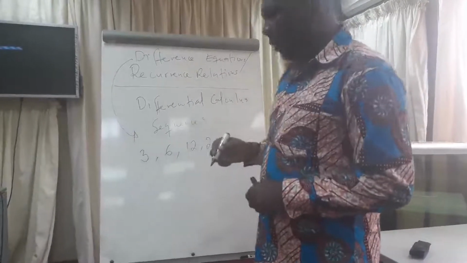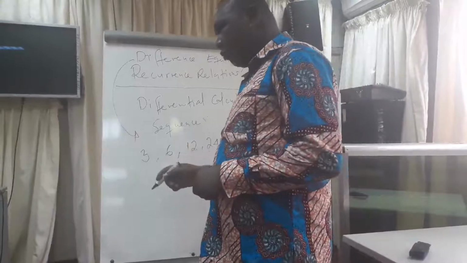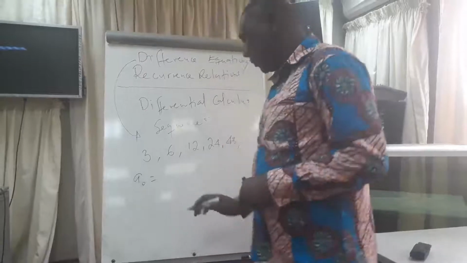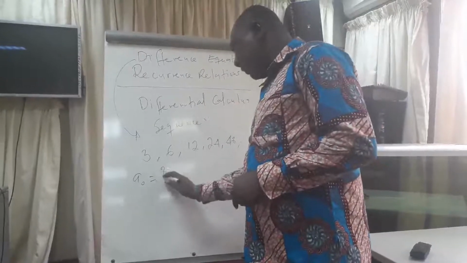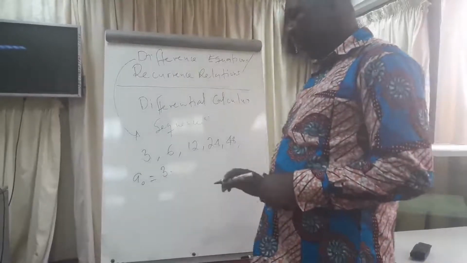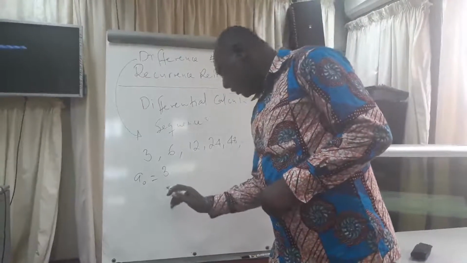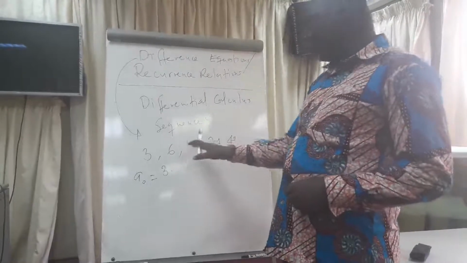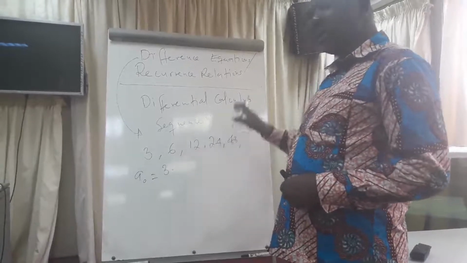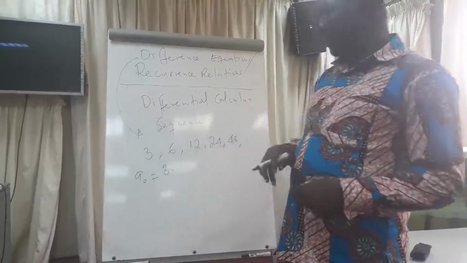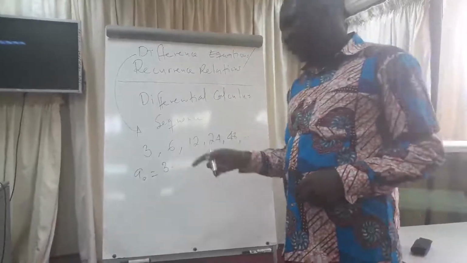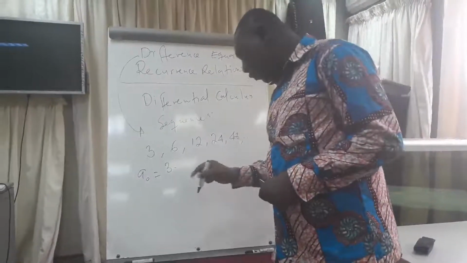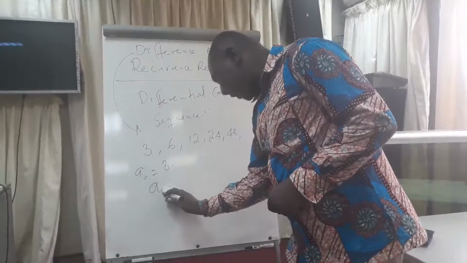And so if we define A naught is equal to 3, then we can define a certain recursive relation which will be able to help us to calculate each of these terms comfortably. We can even use that particular relation to calculate the 100th term very easily. And so we can write the relation in this form.